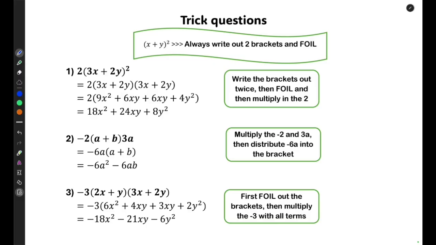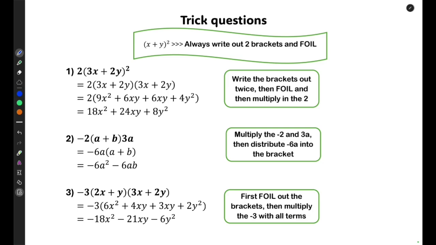Please remember, a squared next to a bracket doesn't mean I'm just going to say, oh, this is 9, this is 4, and the answer is 13. Never, ever are you going to do that with algebra. A squared means you are going to write that bracket out twice, then FOIL the bracket, and then only multiply the outside number in.